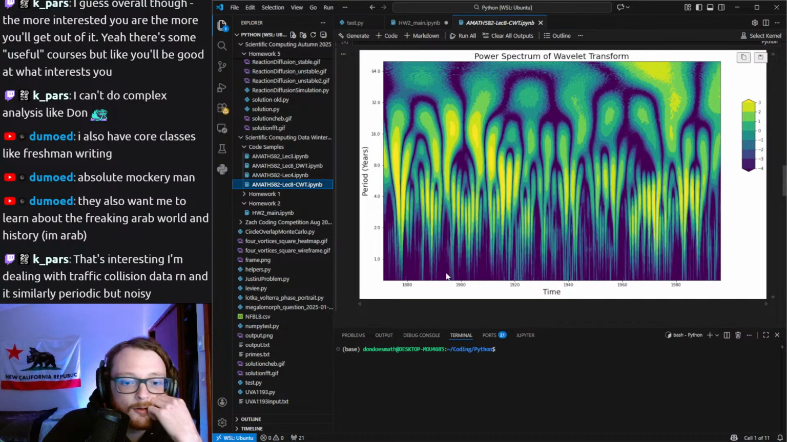But yeah, you can also look at vertical slices if you want to know what things were like in the year 1900. You can just take this slice and see what kind of frequencies existed.